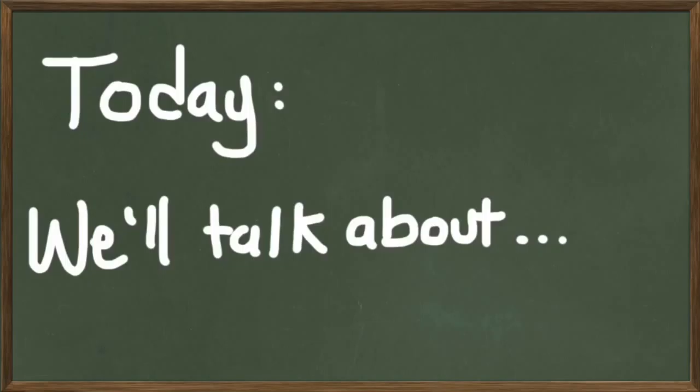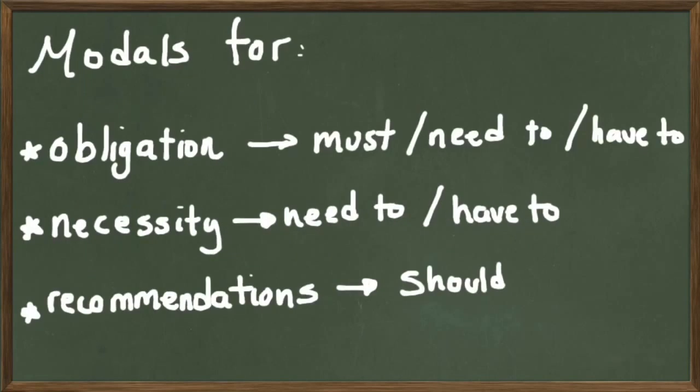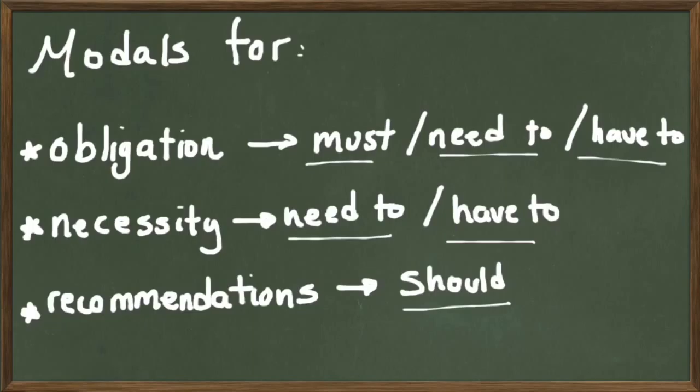Today we'll talk about modals for obligation, necessity, and how to give recommendations. For obligation, we have the auxiliaries must, need to, and have to. For necessity, we'll use need to and have to. And for recommendations, we'll use should. Let's start.